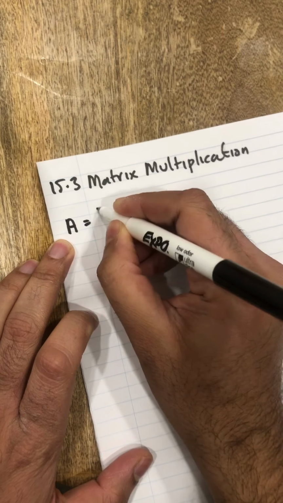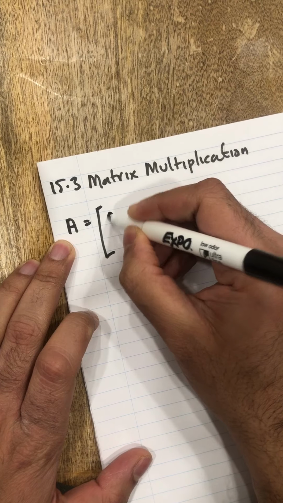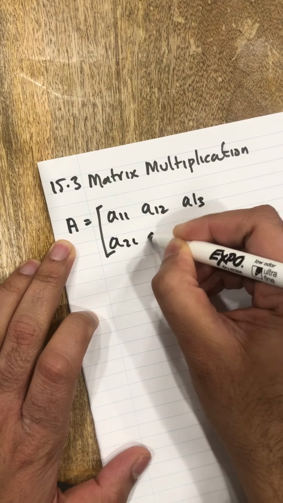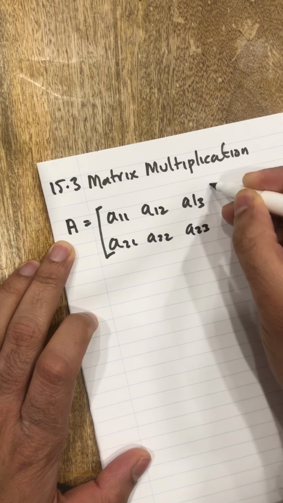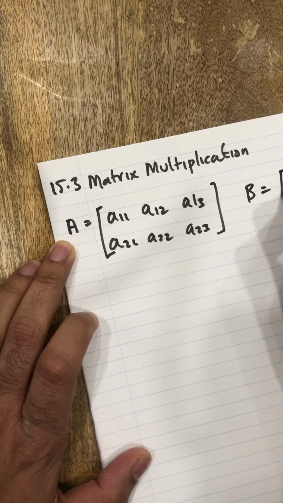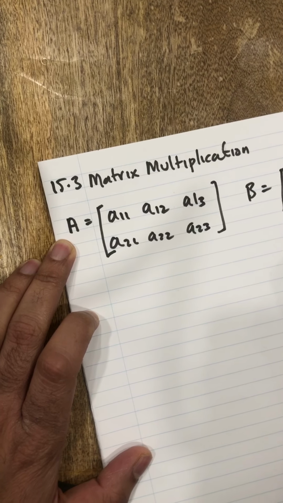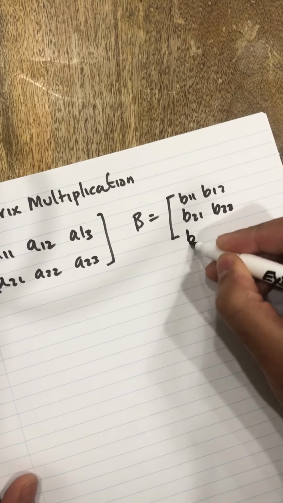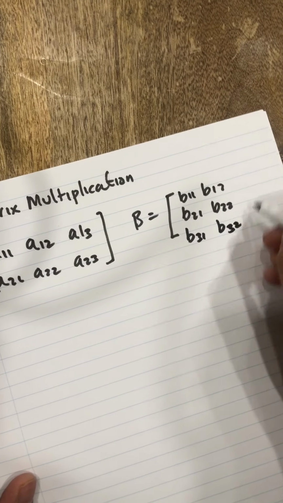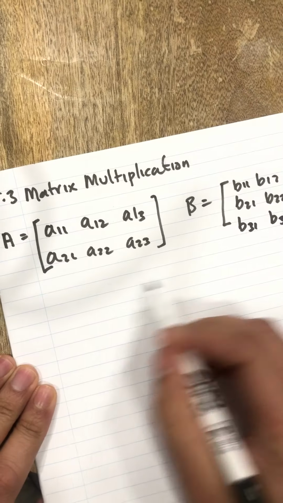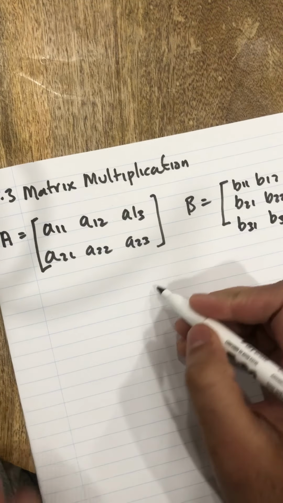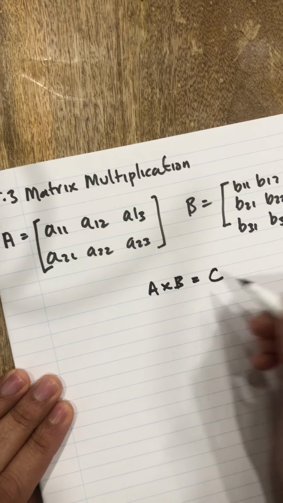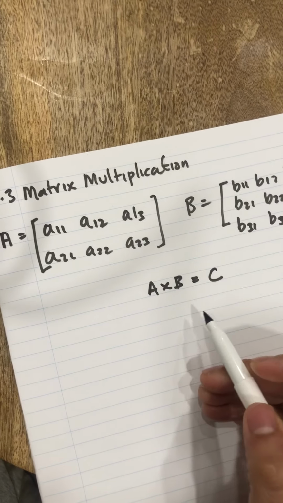So let's say you have two matrices. You have matrix A, which is A11, A12, A13, A21, A22, A23, and then you have another matrix B, which is B11, B12, B21, B22, B31, B32. Okay, so you have these two matrices. So matrix multiplication means that you're going to multiply A into B, and then you're going to find a new matrix C. So for this multiplication to work, there's two important rules.